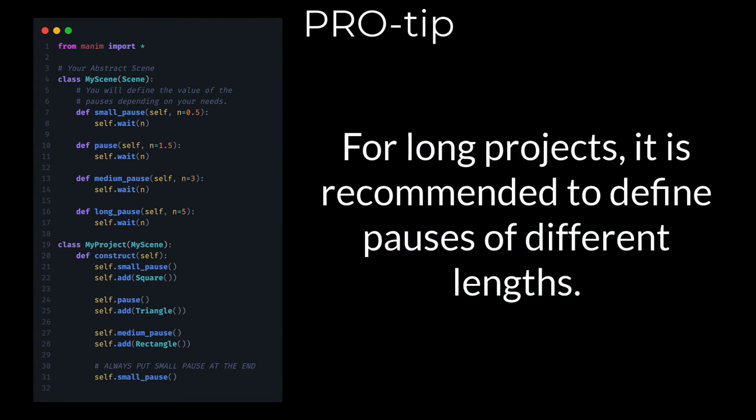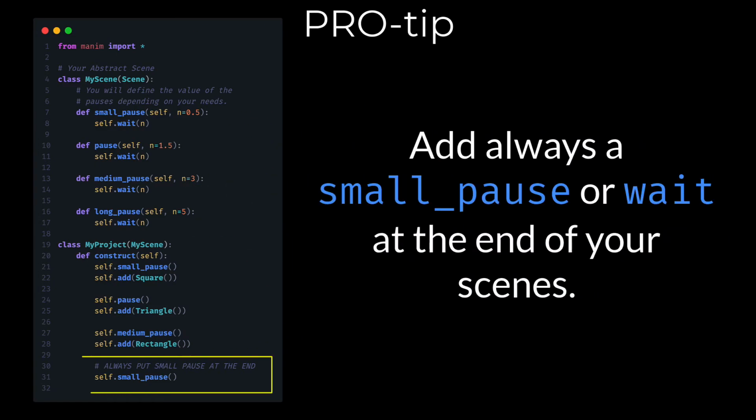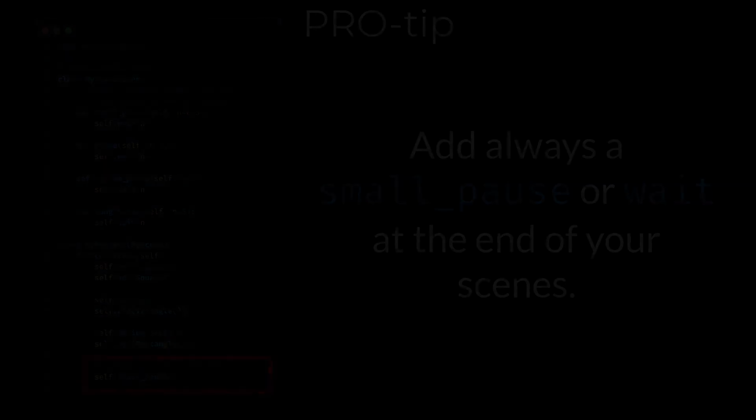Pro tip: in your animations you are going to have many pauses, and it is a good idea to create several types of pauses. I recommend creating 4 types of pauses: small pause, pause, medium pause, and long pause. These pauses will have their own duration depending on the context of your animation. A good practice is to always put a small pause at the end of your entire project, since if you don't, the last animation will not be 100% complete. We will study the why of this later.